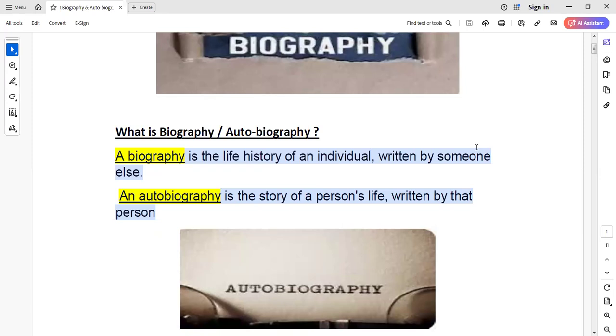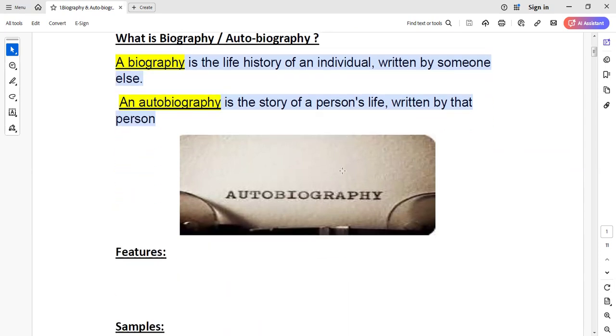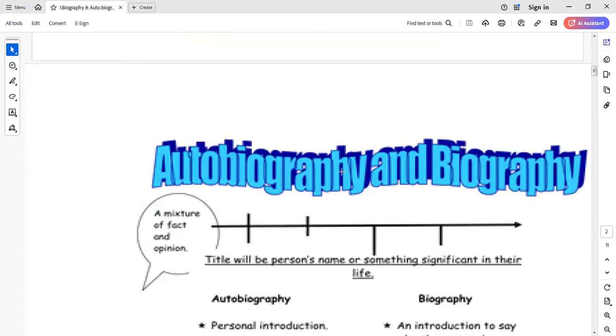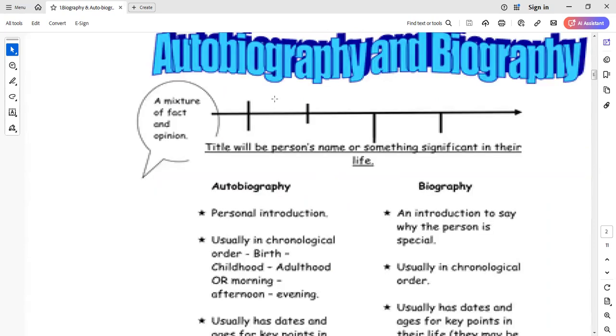What about the autobiography? An autobiography is the story of a person's life written by that person. So now you can compare these two definitions to understand the main difference between a biography and autobiography. Before we talk about the structure of writing a biography or autobiography, let's have a look at both.